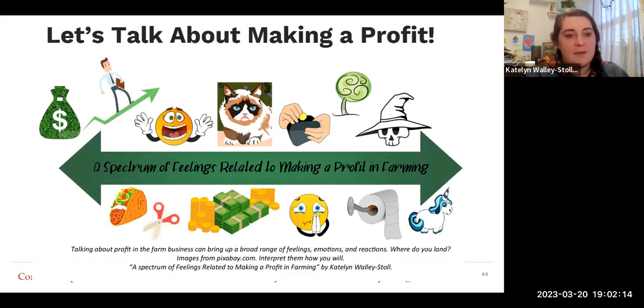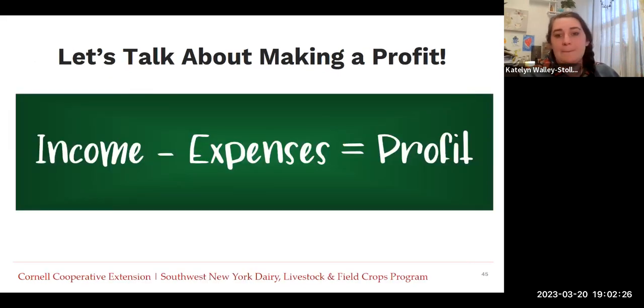So let's talk about making a profit. Profit can make you feel a variety of different things. And I find that in the agricultural world, earning a profit can sometimes be considered a bad thing, and it shouldn't be. And here's why. Most of the time, if you've ever gone to a business 101 workshop, you see the profit equation presented as this: income minus expenses equals profit.